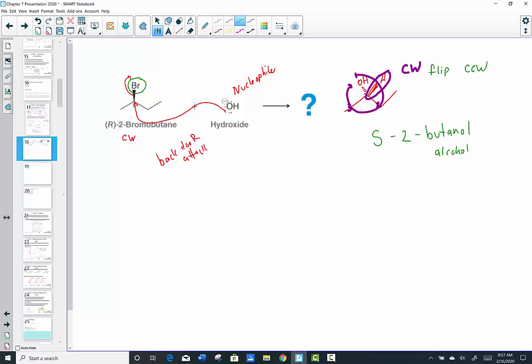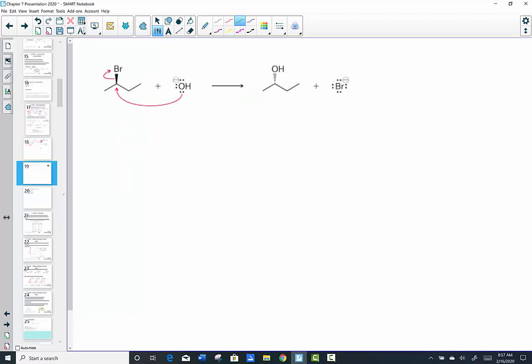So 100% inversion, just to clean that up. If we started with a dash, you turn it to a wedge. If you start with a wedge, you turn it to a dash. Backdoor attack all the time, 100% inversion. And that's exactly what we drew. We drew the opposite configuration.